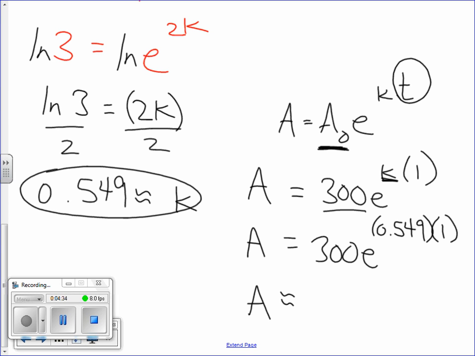Type that into your calculator, 300 e to the 0.549 power. We get 500 and let's call it 19 flies.